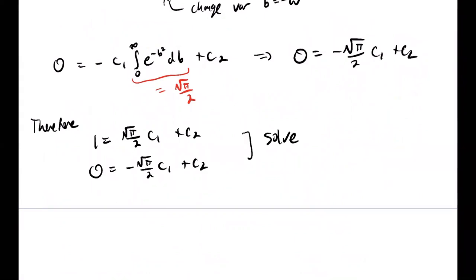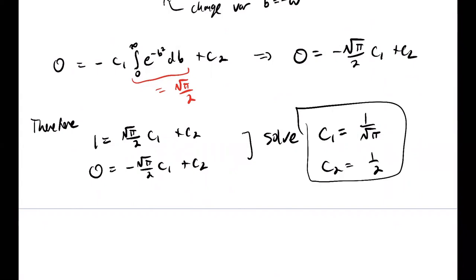I'm going to omit the algebra, but if you pause the lecture for a minute, we'll just add the equations, and that tells you that c2 has to equal 1/2, and then you can solve for c1. c1 is equal to 1 over square root of pi, and c2 is equal to 1/2. Again, just solve the system of linear equations.